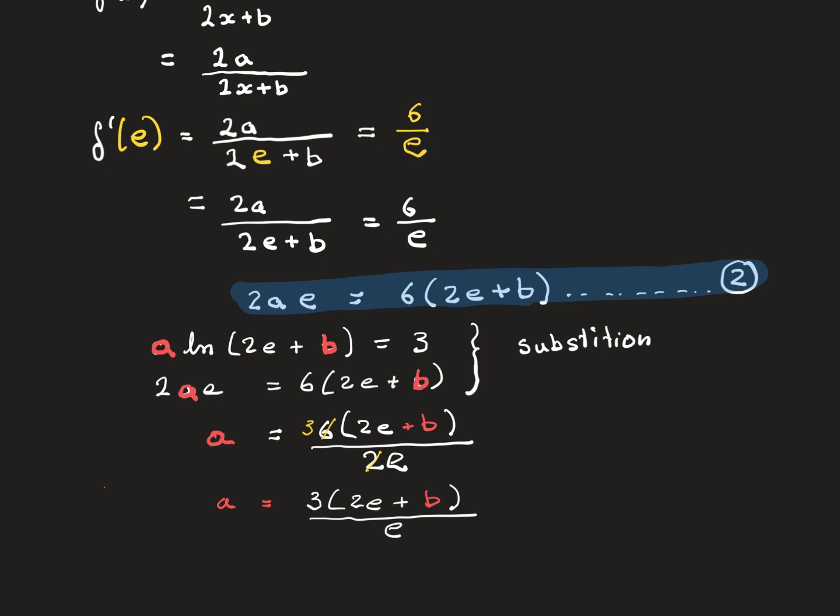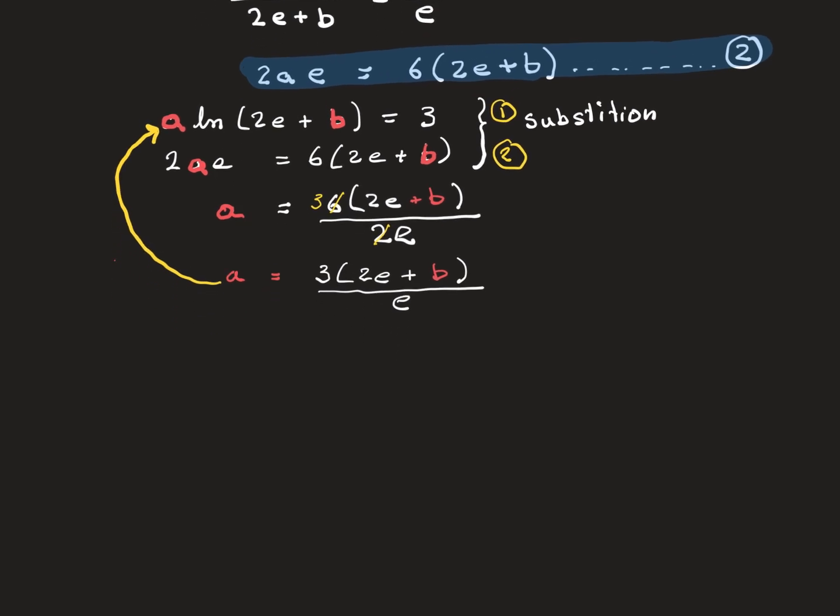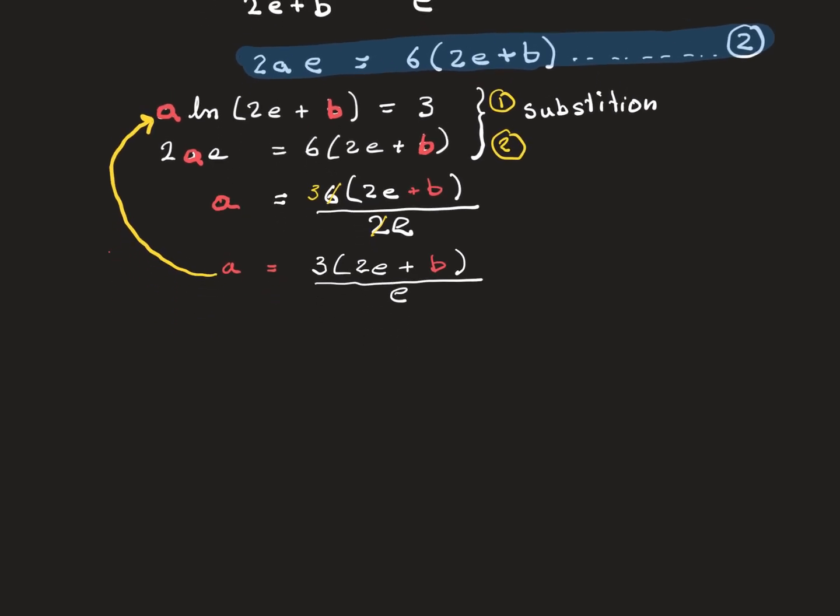So I'm just going to show you. Let's go to that number 1 equation, because that was our number 1 equation and this one was our number 2 equation. This is going to mean that I can write this down as 3 times 2e plus b over e, multiplied by ln 2e plus b.